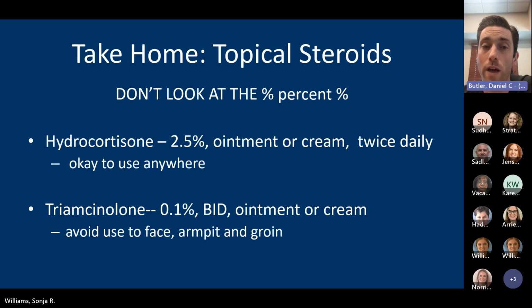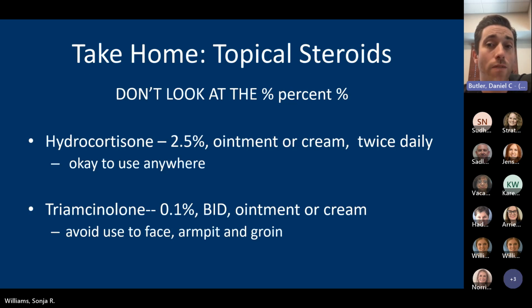And if you'll notice, my other take-home point is don't look at the percentages. And why is that? Hydrocortisone is weaker than triamcinolone, but if you look at the percentages, you'll see that hydrocortisone is 2.5% and triamcinolone is 0.1%. That's often very confusing for the patients, and what happens is they ultimately start using the wrong one in the wrong areas. So you want to nip that in the bud right from the start and explain to them, look, this is going to be the one that's for more sensitive areas. I don't want you to be looking at the percentage of this. This one is the one that we're going to use all over the body.